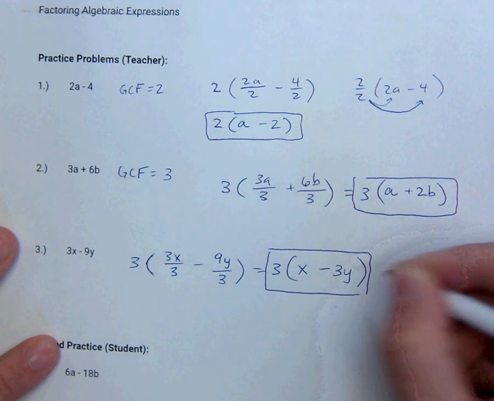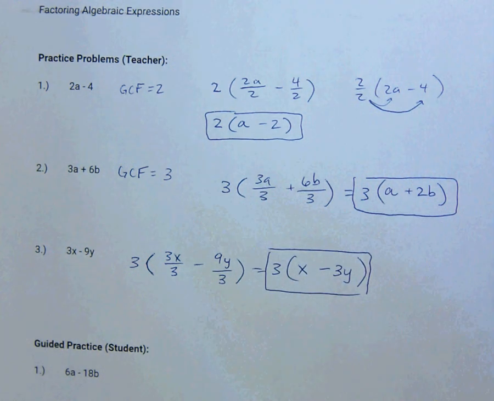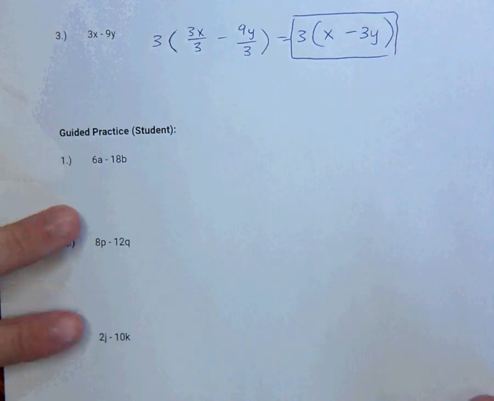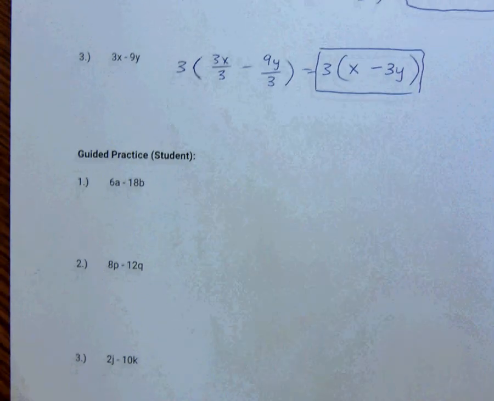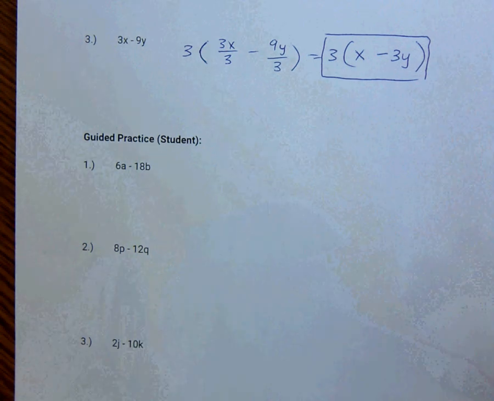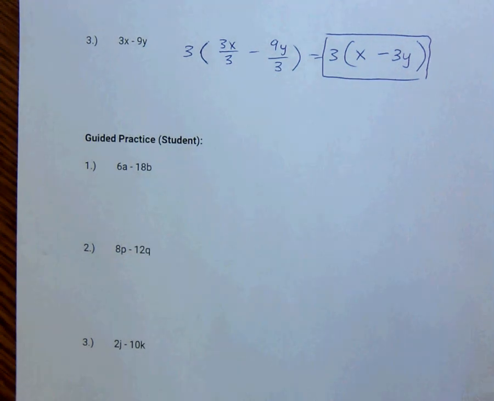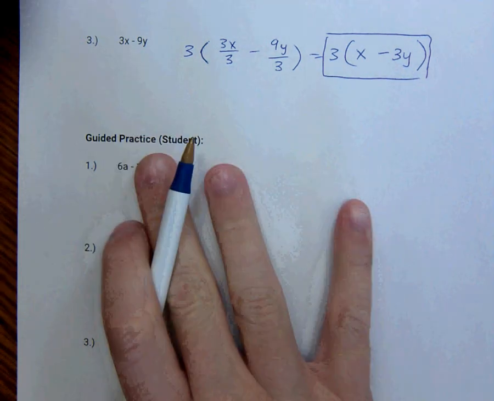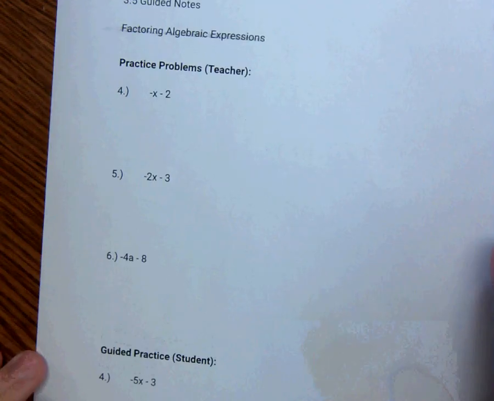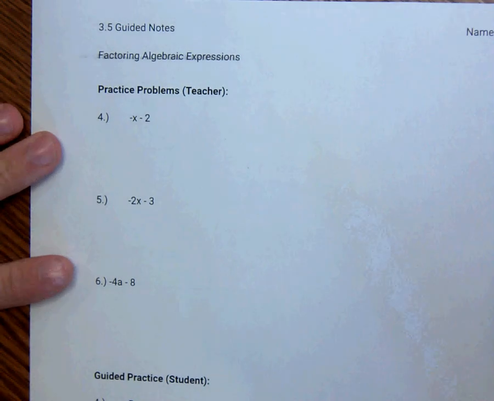Alright, I believe that you will do very well on these. Notice on this one, I will just find the GCF, the greatest common factor, pull it out, and do this with it. I'm not going to say anything about that. So those three are yours.